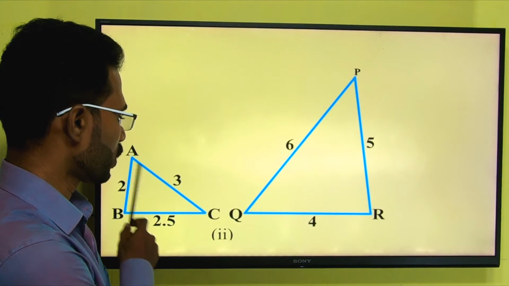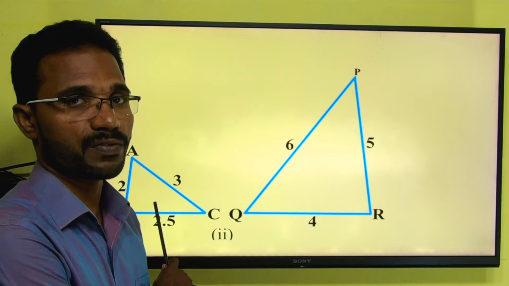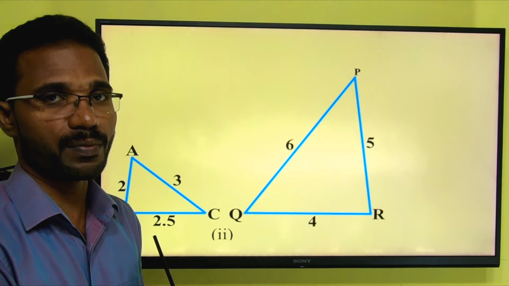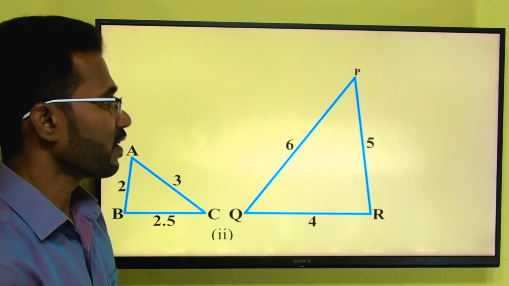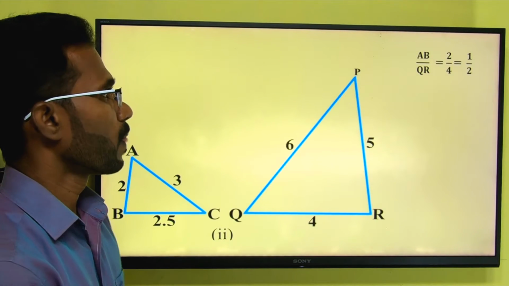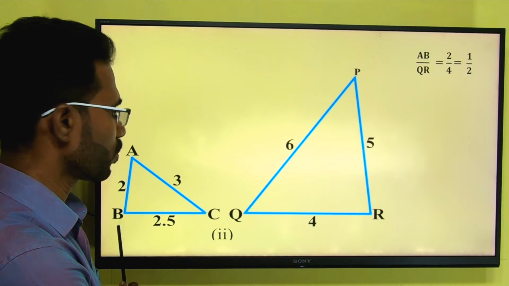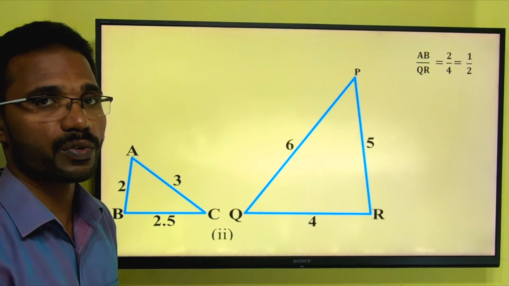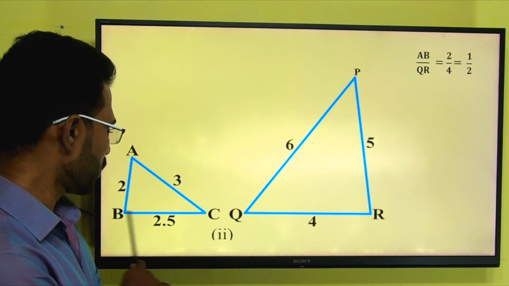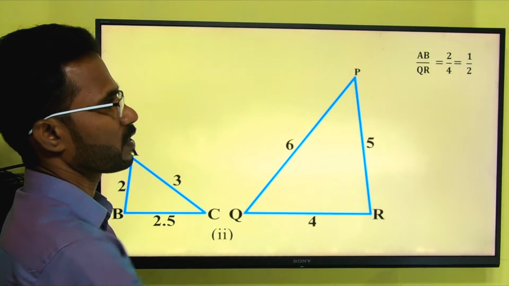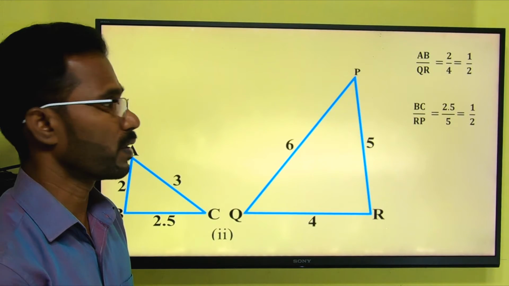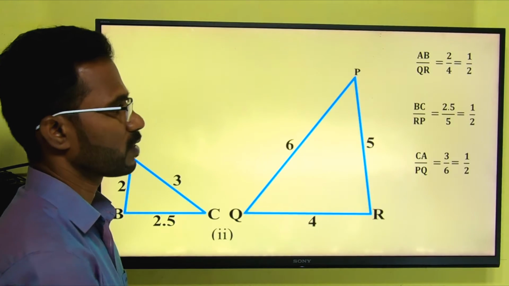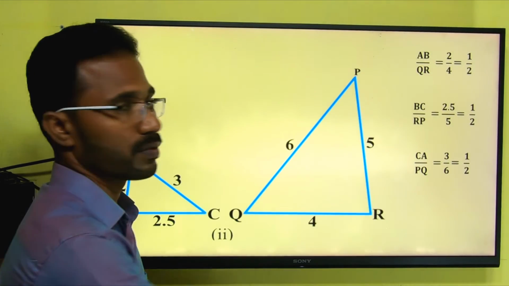Here they have given the measurements for the sides. By looking at the image we can answer the question, but anyway, we will see step by step. AB to QR is 4 by 8, so you'll get 1 by 2. BC is 2.5, RP is 5, so you'll get 1 by 2. AC is 3 and PQ is 6, so you'll get 1 by 2.